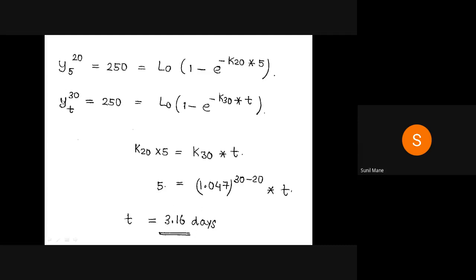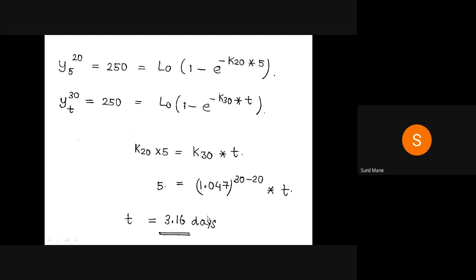So if you compare these two, in the case of 20 degrees Celsius and 5 days incubation, then after incubation at 30 degrees Celsius for time T, that is 3.16 days, we are getting the same result. The same equation, the same L0 we are going to utilize, right? So we can put those things in, and after comparing those two things, we can get the result as this one.